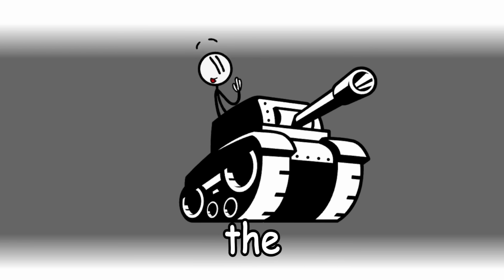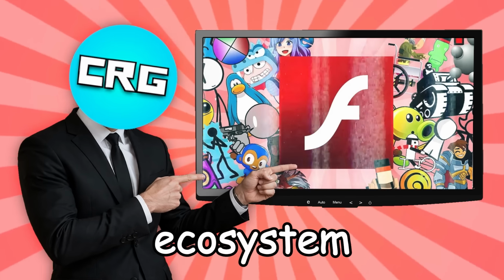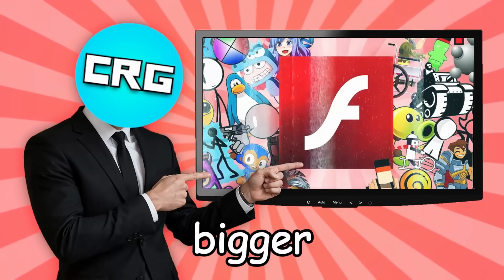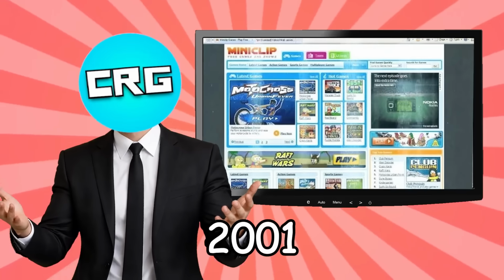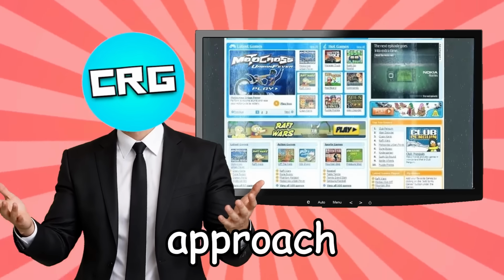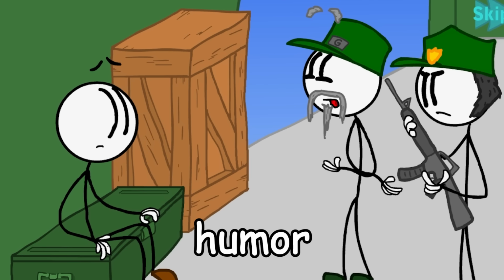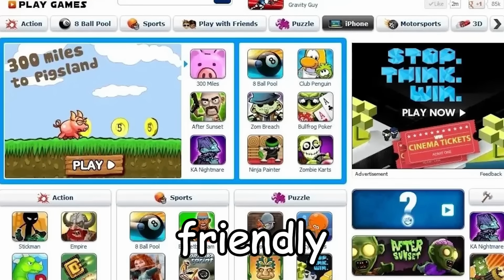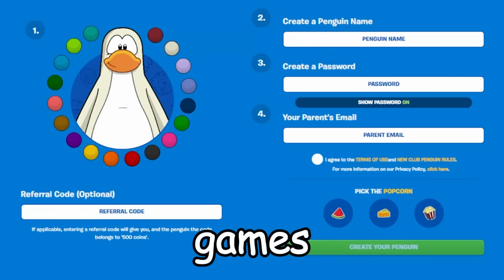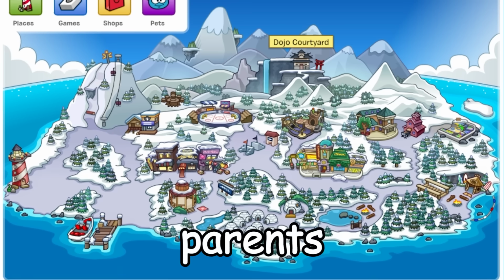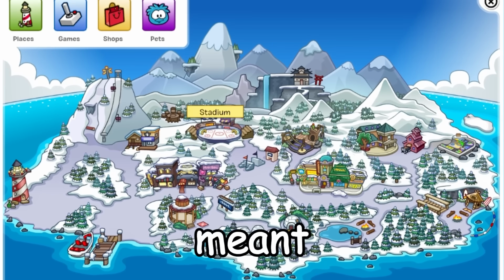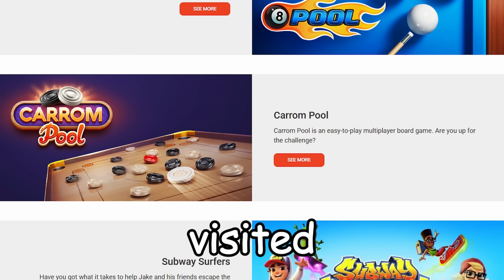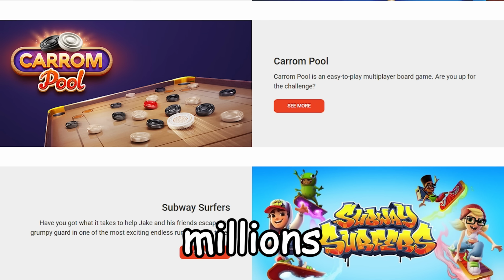But Newgrounds wasn't the only place this was happening, and the ecosystem that grew up around Flash games was bigger than any single website. Miniclip launched in 2001 and took a completely different approach. Where Newgrounds leaned into edgy humor and user-generated chaos, Miniclip was clean, bright, and family-friendly. It curated its library carefully. Games on Miniclip went through quality control. Parents were okay with their kids using it, which meant it got enormous traffic.